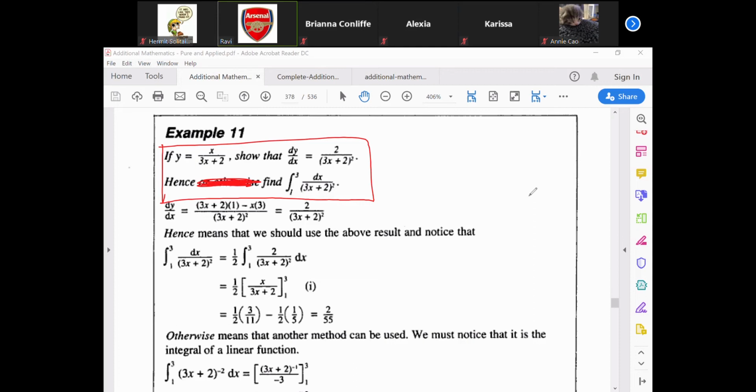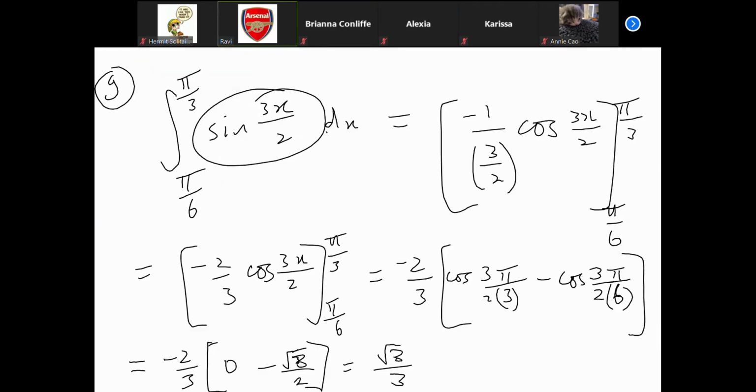I'm going to go to the whiteboard. By the way, if y is equal to x over 3x plus 2, first of all, find dy dx. So whether you have a calculator or whatever you want, how to do that? Everybody knows how to do this, right? x all over 3x plus 2. This is how you are expected to do the question.